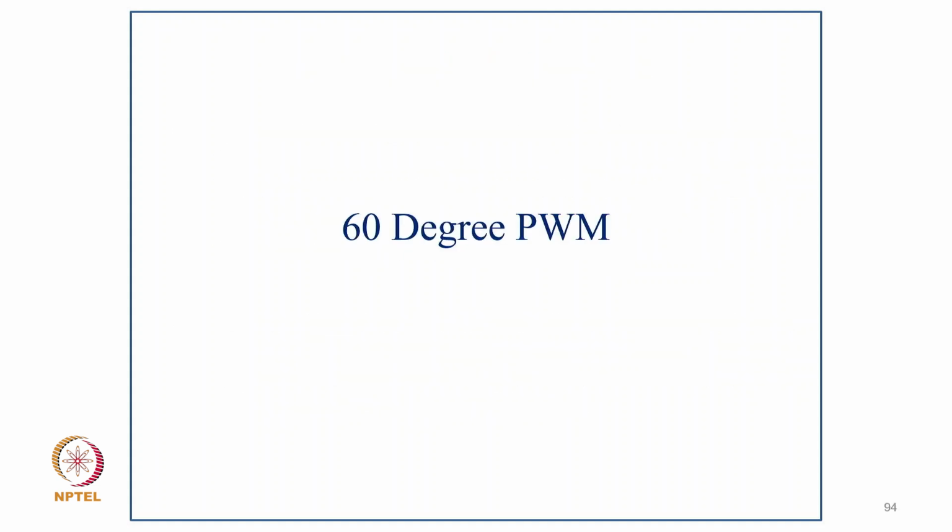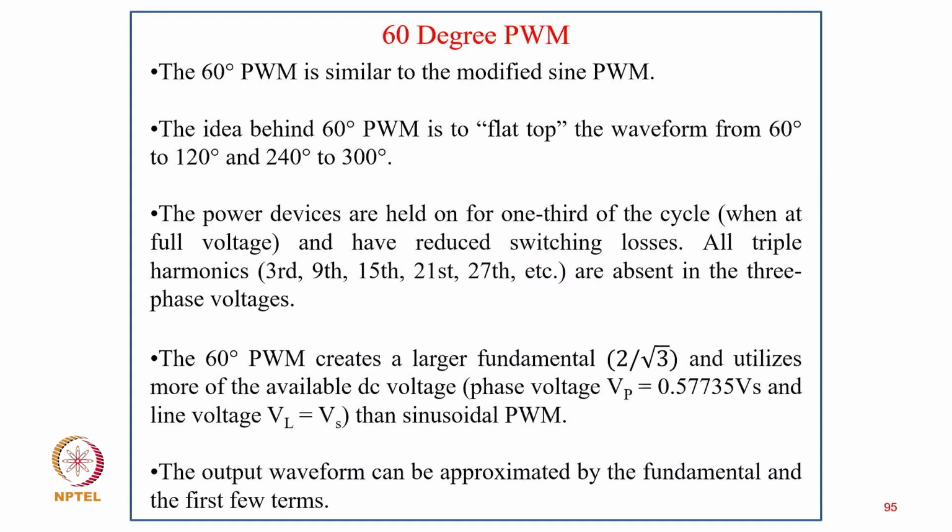Now coming to 60 degree PWM. The 60 degree PWM is similar to the modified sine PWM. The idea behind 60 degree PWM is to flat top the waveform for 60 to 120 degrees and 240 to 300 degrees. So power devices are held on for 1/3 of the cycle at the full voltage and have reduced switching losses.